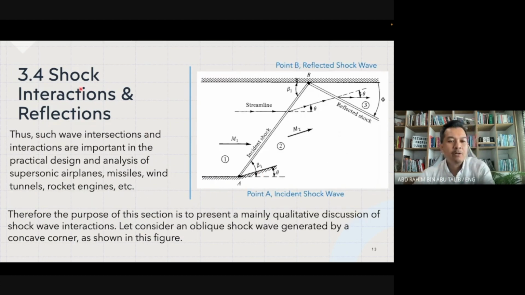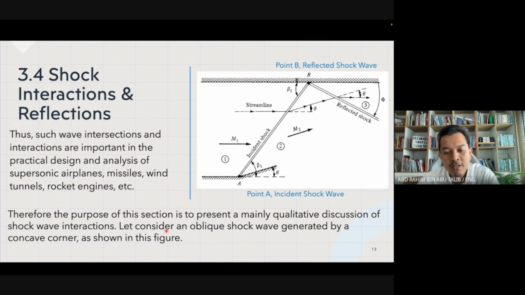What happened actually? Because we are looking at the shock interactions and reflection. In such interactions, we know it is important in practical design and analysis when you want to design, for example, supersonic airplanes, missiles, wind tunnels, and rocket engines. We have to consider the interactions and reflections that are happening. Therefore, the purpose of this particular section is to present a mainly qualitative discussion of shock wave interactions.